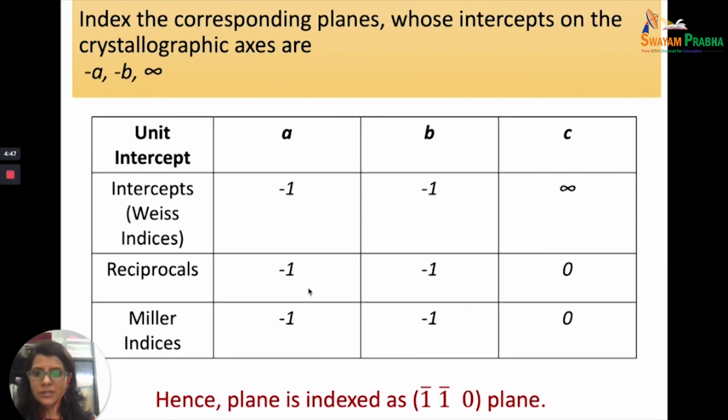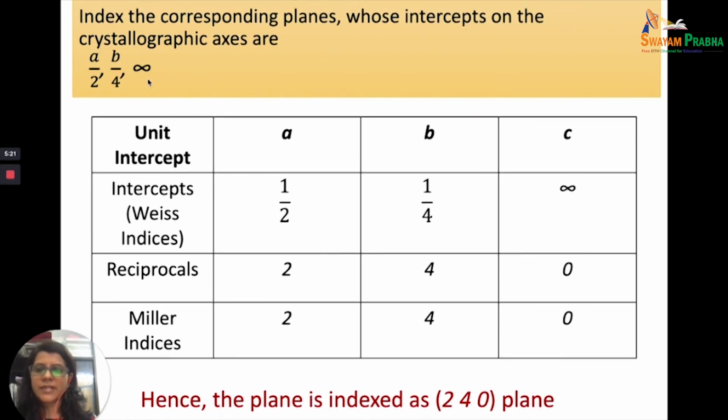Now, like this example, very similar to what we have already done. The intercept on the x is minus a, intercept on the y is minus b, and the z it is parallel to, so infinity. So minus 1, minus 1, infinity. You take a reciprocal, you get minus 1, minus 1, and 0. Now you do not write minus 1 as minus 1, you write it as 1 bar. So 1 bar for the y-axis and 0 for the z. So 1 bar, 0 is the plane.